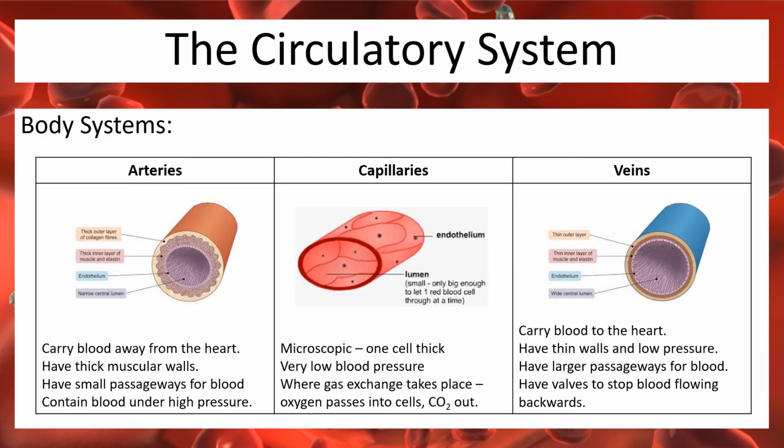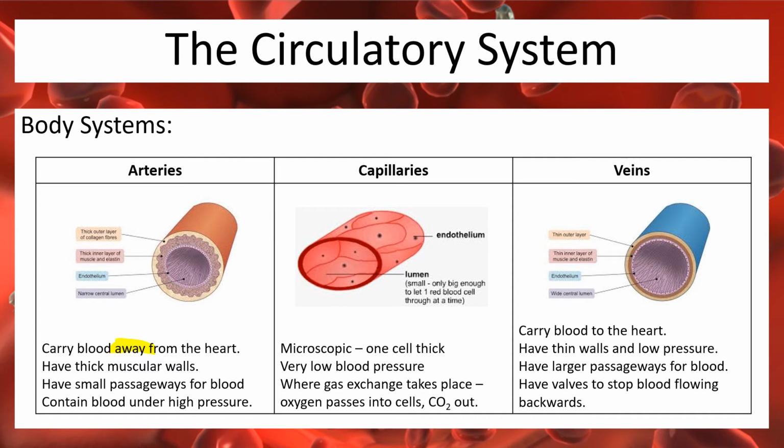So as well as knowing the three main vessels, you do need to know a little bit about their structure and what they do. So if we start with the arteries over here on the left, the first thing you'll notice is that they carry blood away from the heart. Now you don't need to worry too much about the labels on these diagrams. I've chosen them because I just think as pictures they're particularly useful.